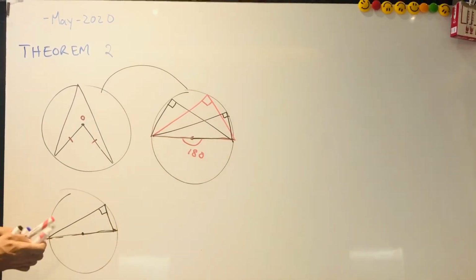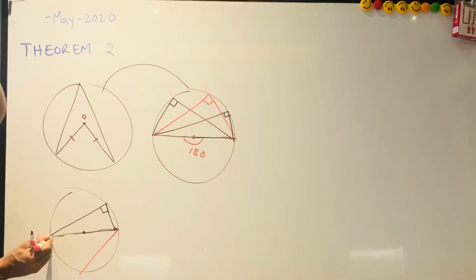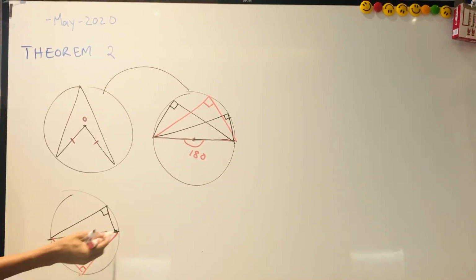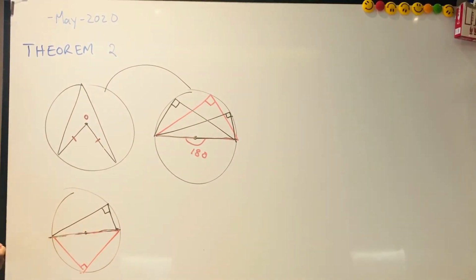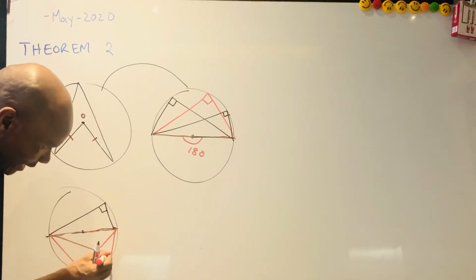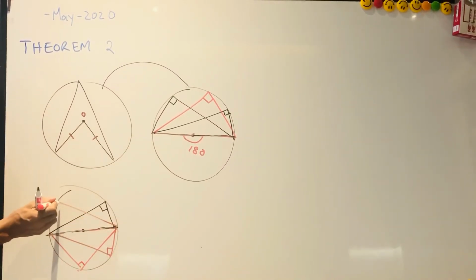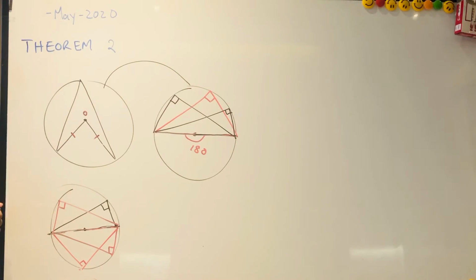It doesn't really matter. You can have another one like that. That means that will be 90. Why? Because the main line is there. You can have another one like that. That is 90. You can have another one like that. That is 90. All right.